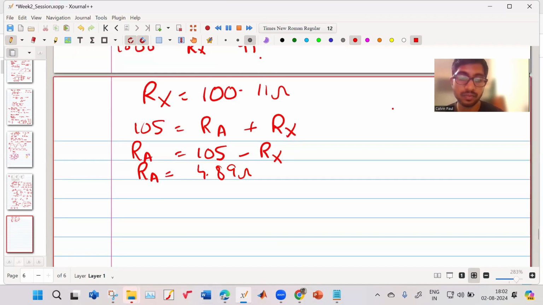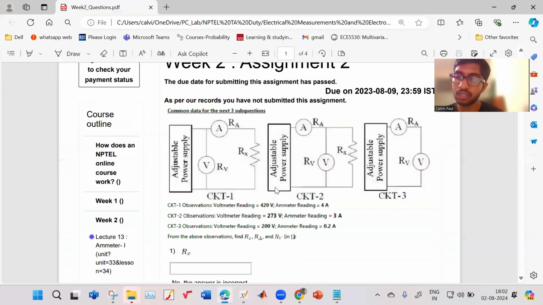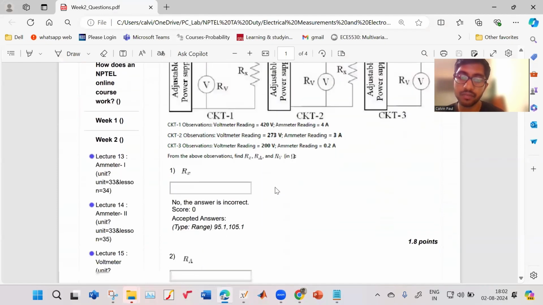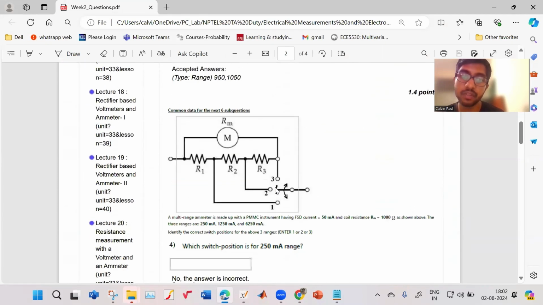So now we have solved this question. We found Rx, we found Rv, and we found Ra. Now we will go to another question.